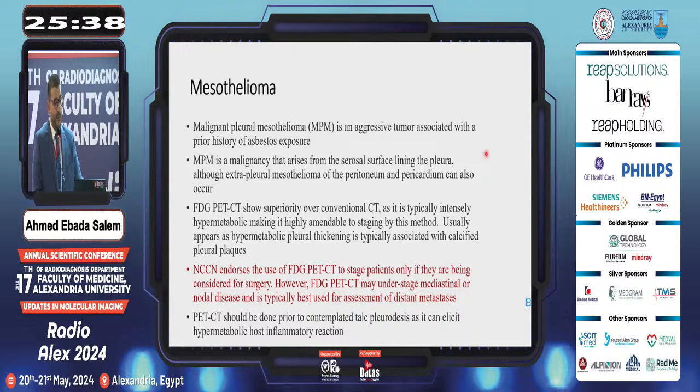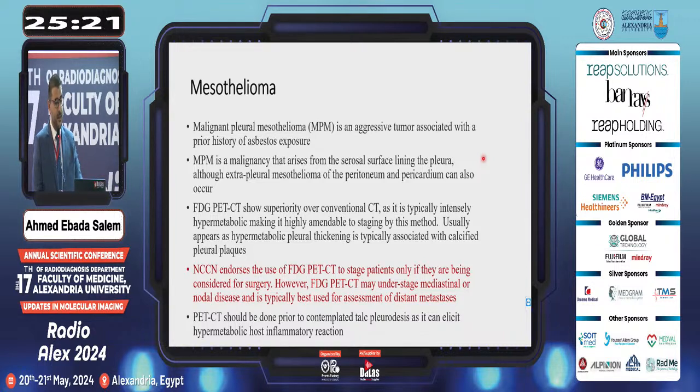Malignant pleural mesothelioma is an aggressive tumor associated with a prior history, as we all know, of asbestos exposure. It does arise from the serosal surface of the pleura. It can also arise from extrapleural membranes, including the peritoneum and the pericardium.